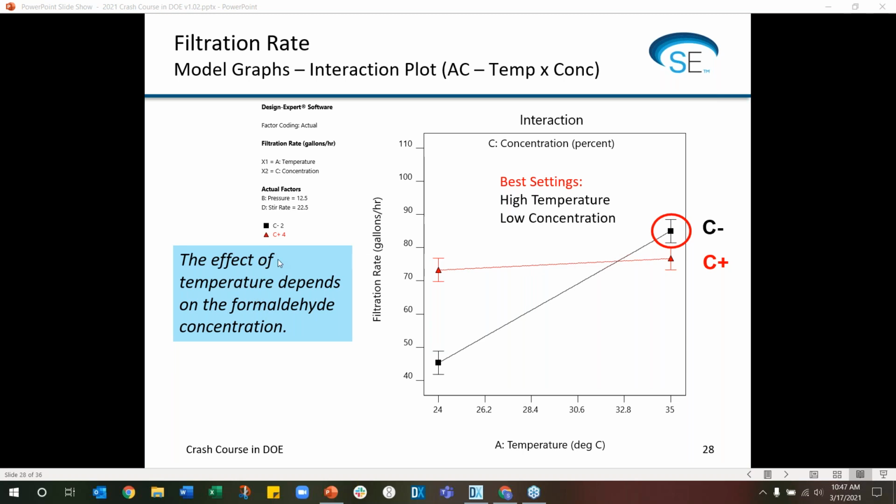This shows that the effective temperature depends on the formulation, the concentration of formaldehyde. So if my temperature is low, then filtration rate would either be low or it can be higher, depending on whether I have 2% or 4% formaldehyde. And if temperature is high, then it actually swaps. That's why this is an interaction effect. The effect of temperature depends on the concentration of formaldehyde.